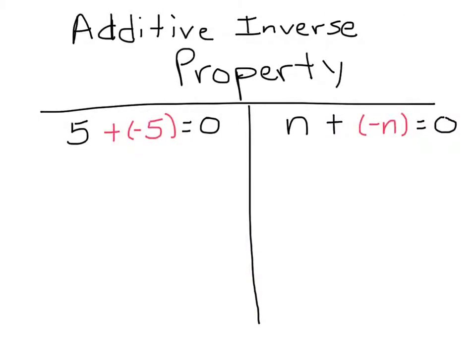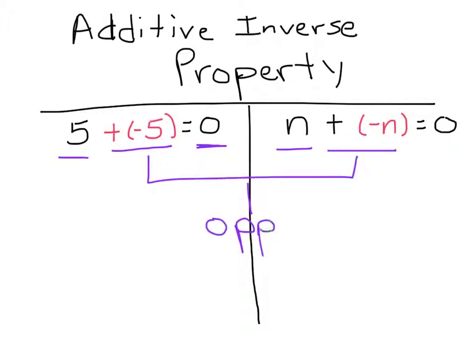The next property is the additive inverse property. This states if I have a number and add its opposite, my answer will always be 0. So over here, notice I have a number, I add its opposite, and I get 0. So notice these two right here are opposite of what you started with. But we're not going to call it the opposite.